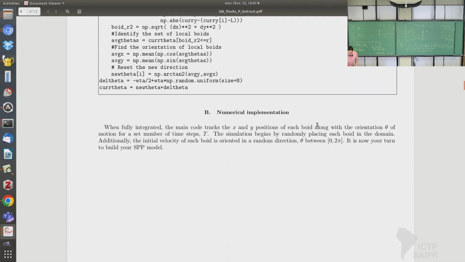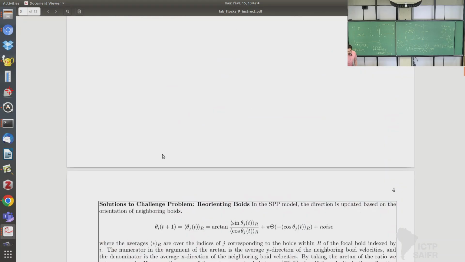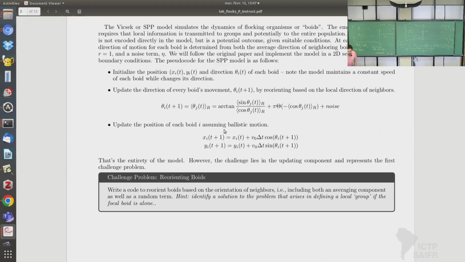So I showed you the solution very briefly. You're just going to write arctan2 of the average sine over the average cosine, and plus the noise, okay? Because he was confused about the Heaviside theta, and probably many of you are confused about this Heaviside theta part. This is just because the arctangent is a function that is between minus pi half and pi half, okay? It doesn't matter, just use arctan2. If you're confused about this, forget about it.